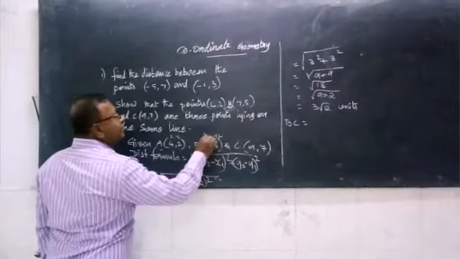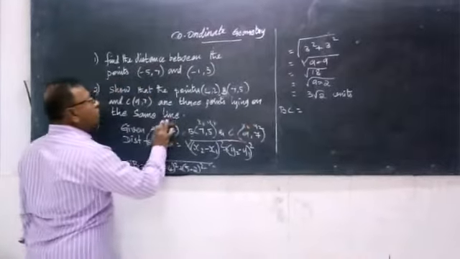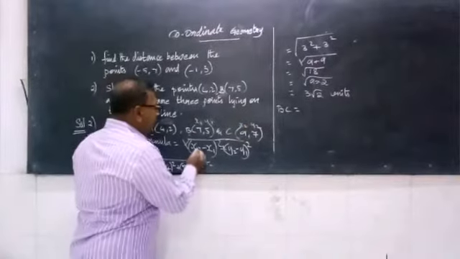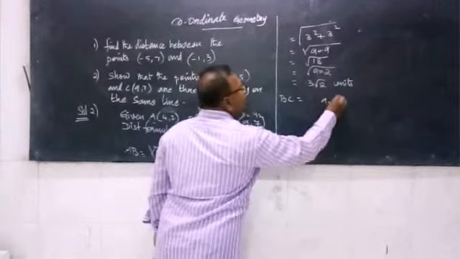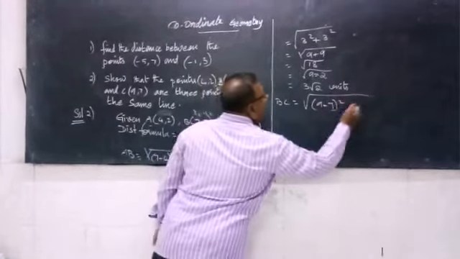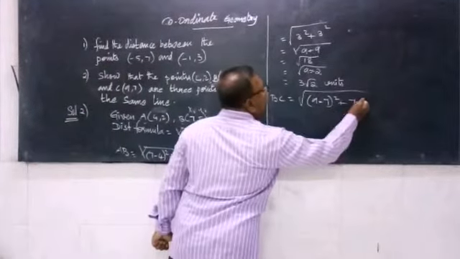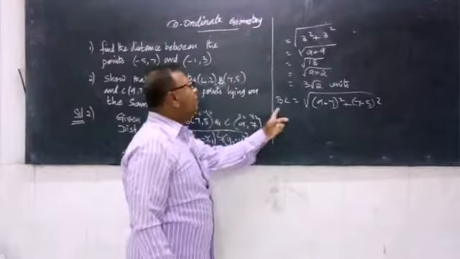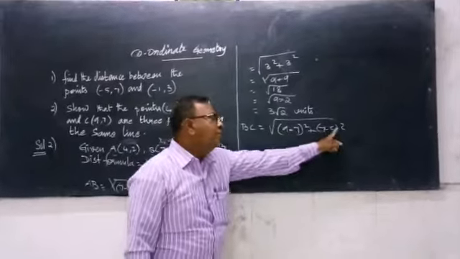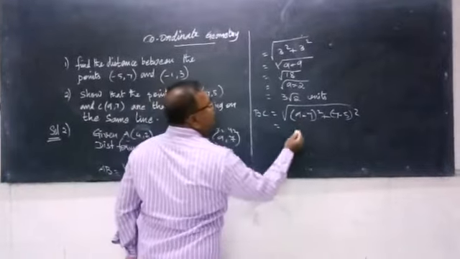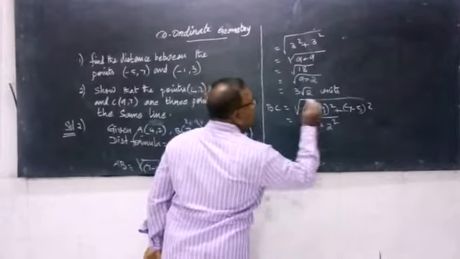Here in this case, this is x1, this is y1, this is x2, this is y2. Now again, x2 minus x1 whole square, so 9 minus 7 whole square. Plus y2 minus y1 whole square, it is 7 minus 5 whole square. See, BC is equal to root of x2 minus x1 whole square plus y2 minus y1 whole square. 9 minus 7 is 2 square plus 7 minus 5 is 2 square, with root.